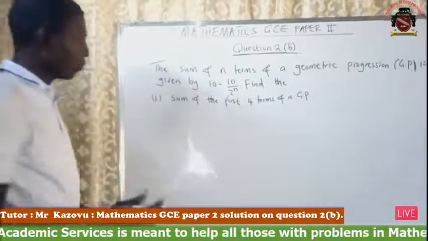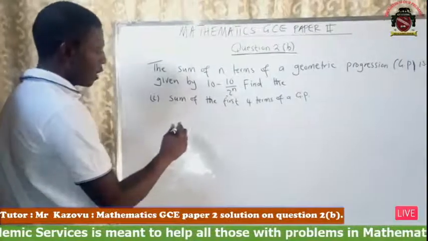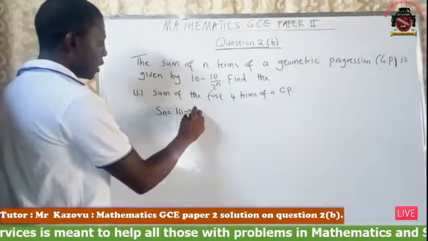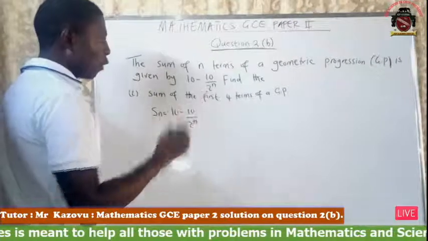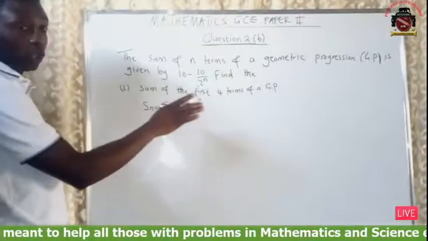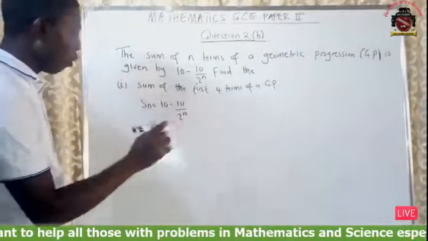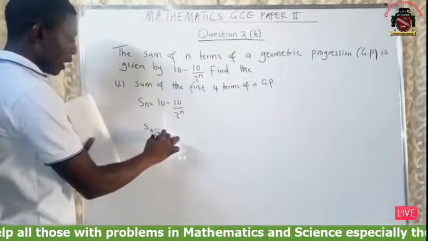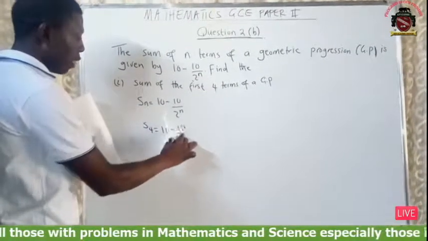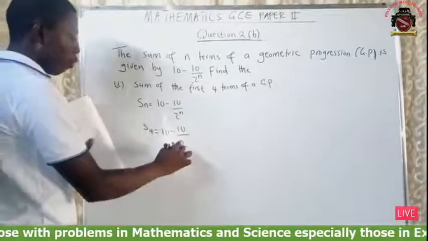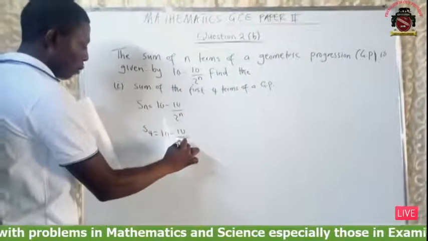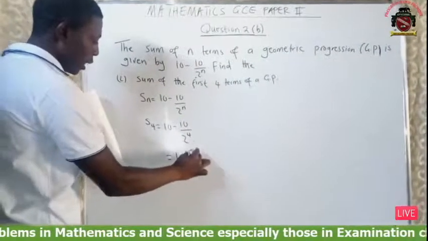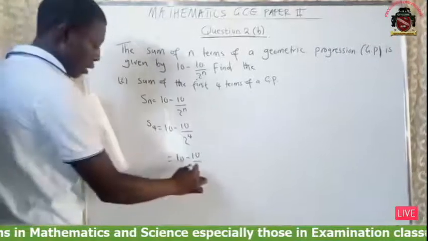Now, this question was very simple, in the sense that we know that the sum is given by 10 minus 10 over 2 to the power n. We've been asked to find the sum of the first 4 terms of a GP. Now, n is 4, so we'll substitute. Where there is n, we'll put 4. So 10 minus 10 over 2 to the power 4, which is 16, isn't it?